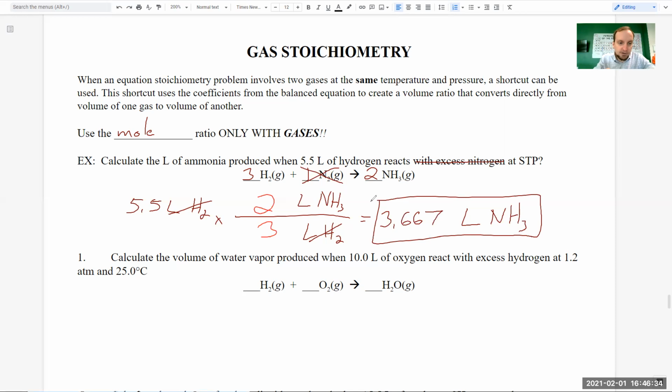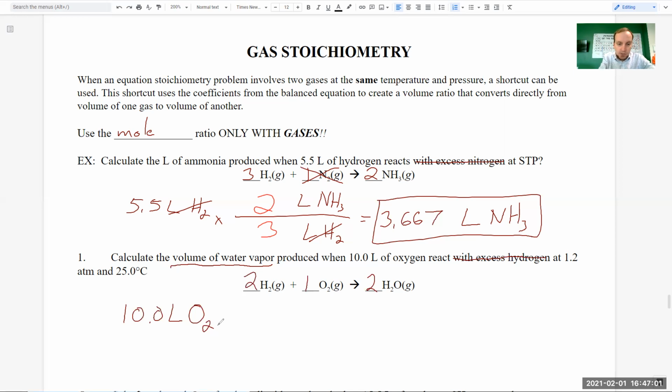All right, for our first problem, which we're calling number 1, we have 10 liters of oxygen. And again, we have excess hydrogen, so I don't really care about that. And we are trying to calculate the volume of water vapor. So I'm going to go ahead and balance my chemical equation. My H's are balanced, my O's are not. Now my O's are, but my H's are not, so fixed.